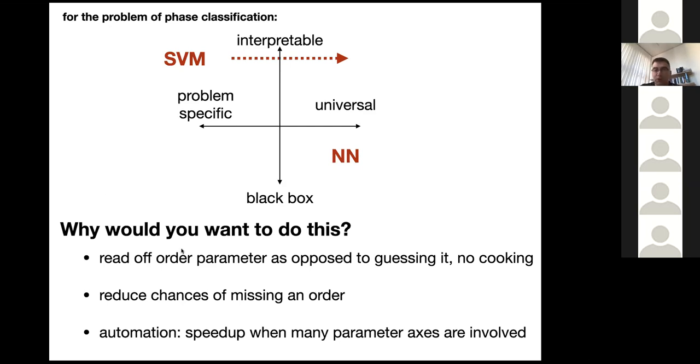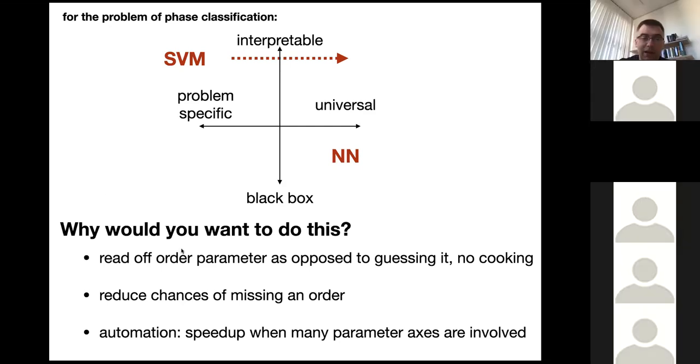Why would you want to do this? Why would you think that this is actually a meaningful thing? So the key thing is that you can read off the order parameter as opposed to guessing it. Keep in mind that the order parameter is something that you have to devise. You have to cook it. For the Ising model, this is of course trivial. You immediately see it. But there are other cases where the order parameter can be hidden, very difficult.